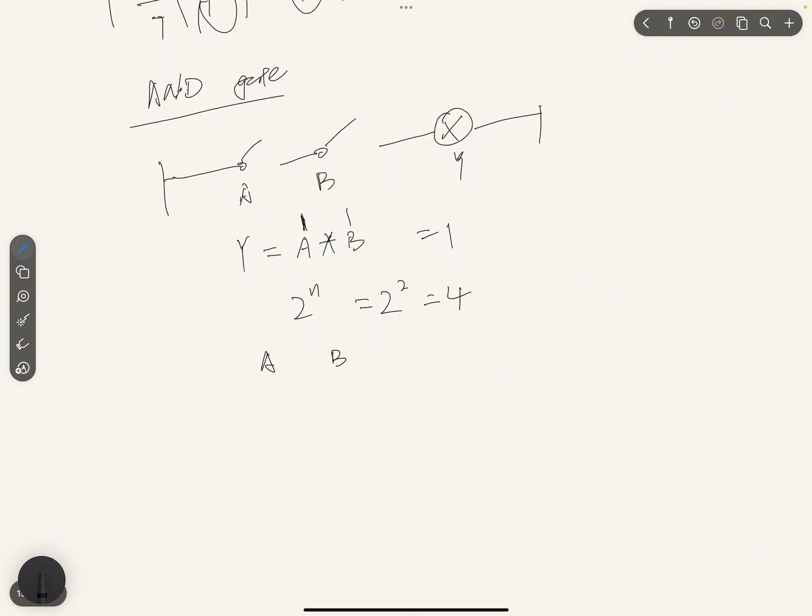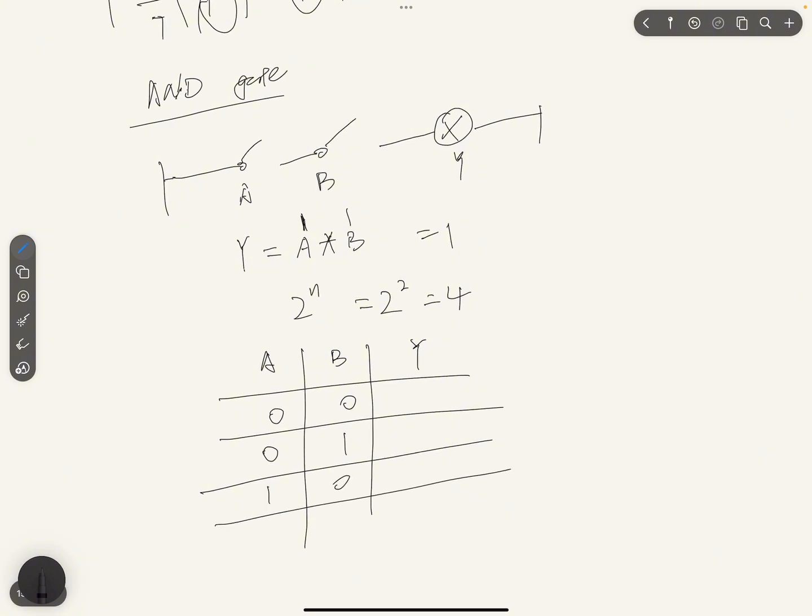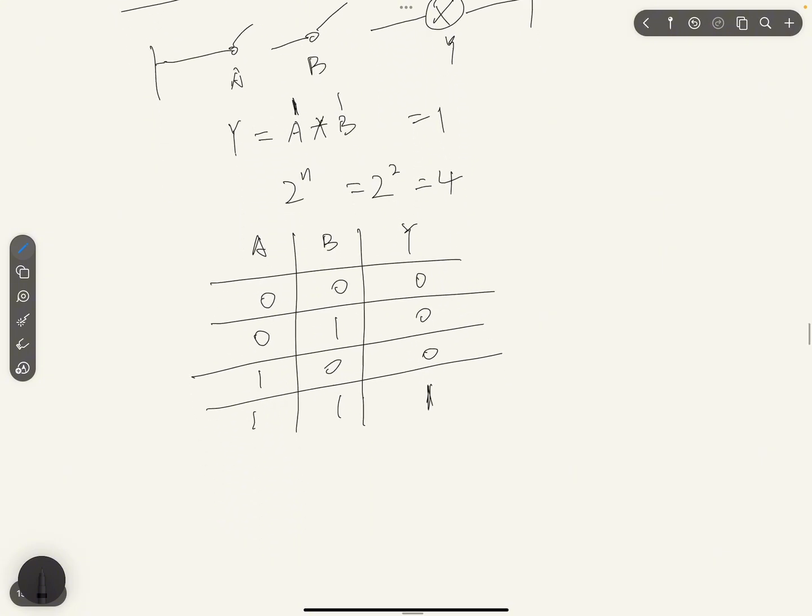So let's say this is A, B, Y. Just build the truth table for it. So 0, 0, 0, 1, 1, 0, and 1, 1. Since that's multiplication, 0 times 0 will give us 0, 0 times 1 is 0, 1 times 0 will give us 0, 1 times 1 is 1. So this is the truth table for 2 inputs AND gate.